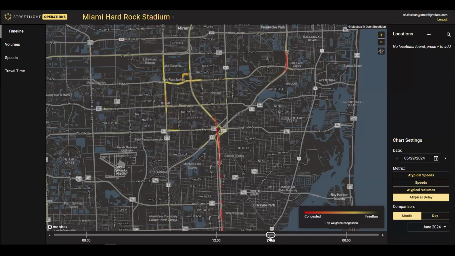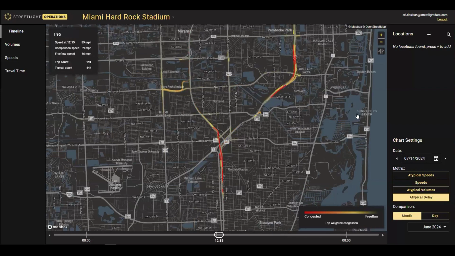You also have the atypical delay option, which shows the delay caused by the traffic heading into the stadium. As you can see here, Interstate 95, 199th Street, and 183rd Street segments become blocked due to the traffic caused by this event. A great benefit to the atypical delay feature is that you know the time frame where the delay starts and ends, helping you plan effectively for your events.